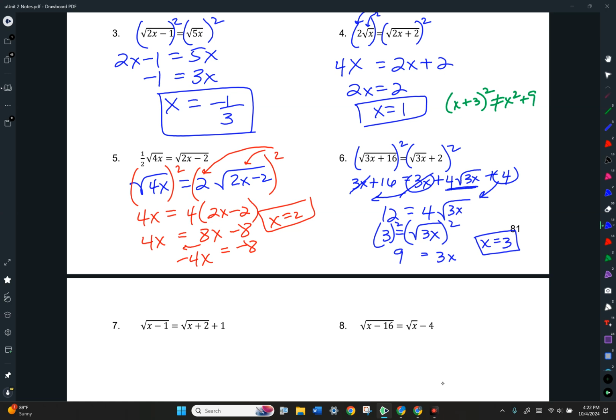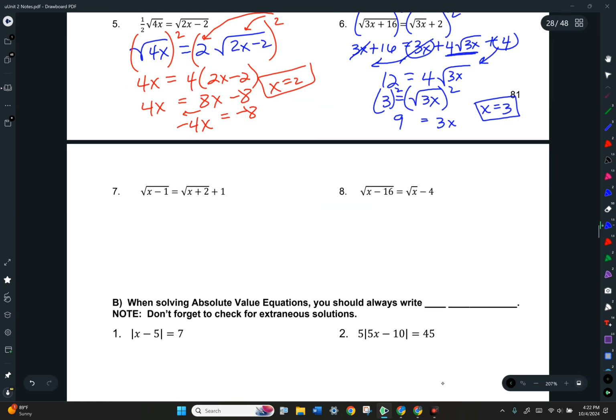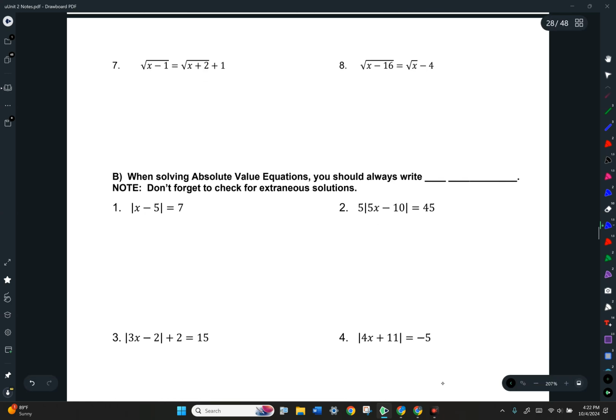Okay, so when you have multiple square roots, you still want to get one of the square roots by itself, but if after you square both sides you end up with a square root, you're still going to have to square both sides again. All right, so let's try number 7.